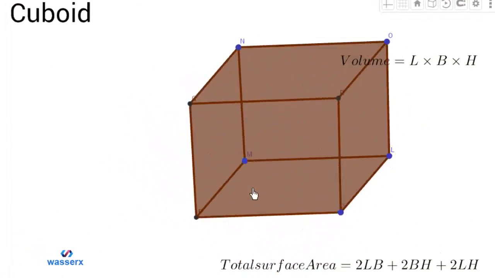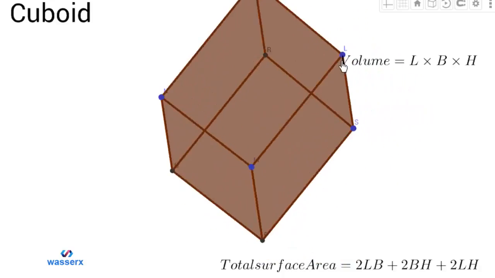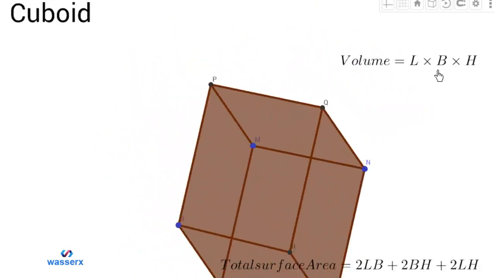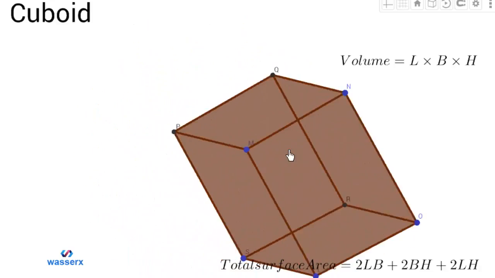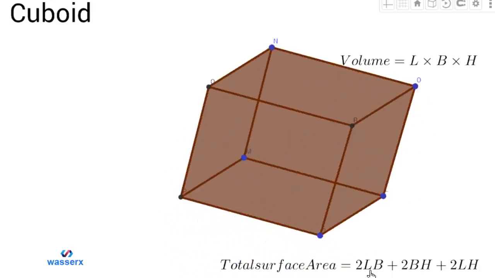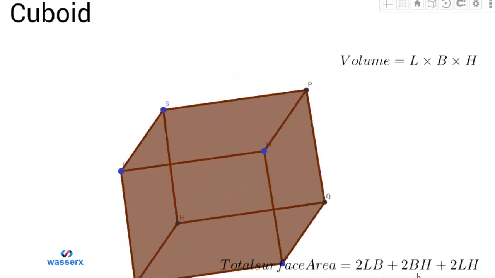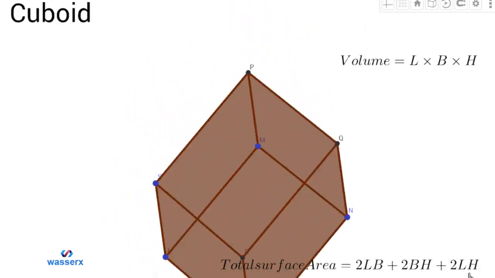Another solid of interest is the cuboid, which is very similar to the cube. It has a volume of length times breadth times height, because all are not equal, and a total surface area of 2 times length times breadth plus 2 times breadth times height plus 2 times length times height.